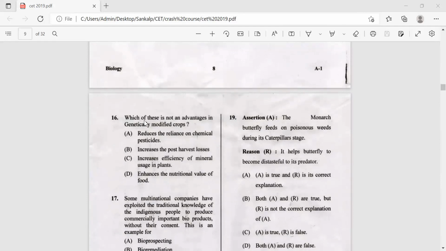16th question. Which of these is not an advantage in genetically modified crops? Option A, reduces the reliance on chemical pesticides. Option B, increases the post-harvest losses. Option C, increases efficiency of mineral usage in plants. Option D, enhances nutritional value of food. Which is not the advantage they asked, okay? Option B answered by Navya and Kirtana. Janvi said option B. So the 16th answer is option B, that is increases the post-harvest losses. Vani KS also voted option B.